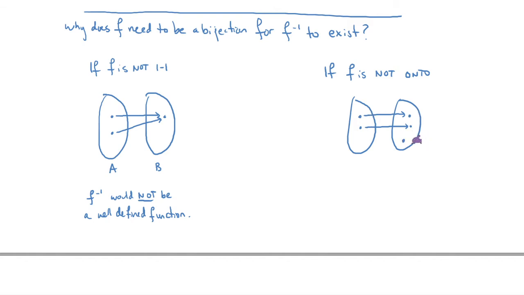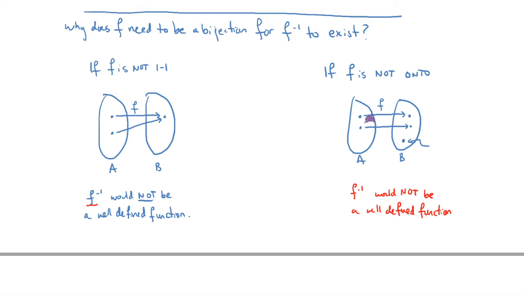But let's say that I have an element that's not hit. Then this thing, again, if this is from A to B, so my f would be going in this direction, right? But your f inverse, if I switch colors here, just to be consistent, this would be your f inverse. F inverse, again, would not be a well-defined function again. And why is that? Well, to be a function, I have to be able to take any element of B, which is the domain, and I have to be able to assign it some output, right?